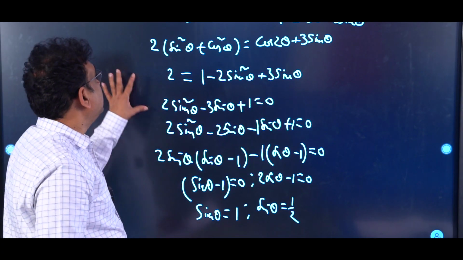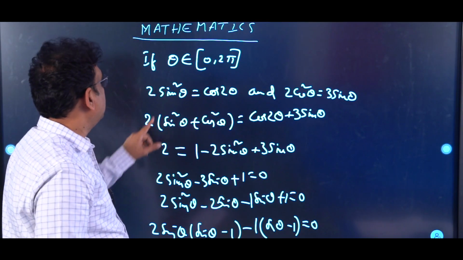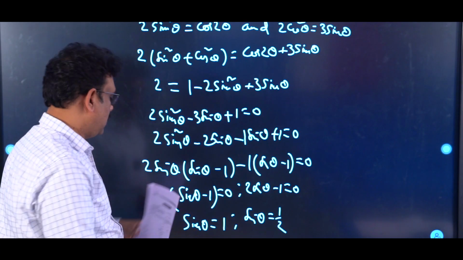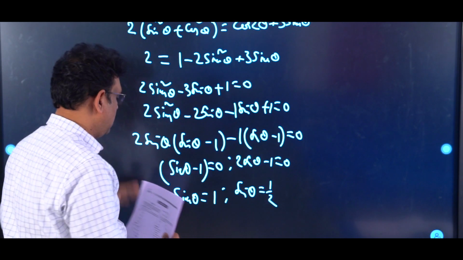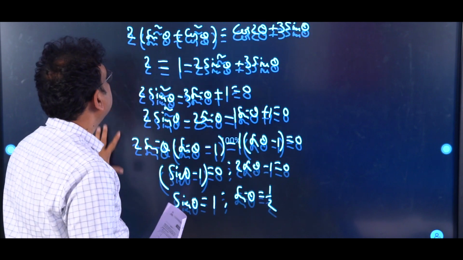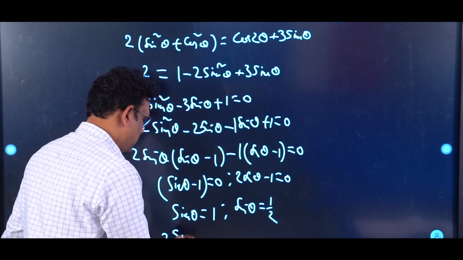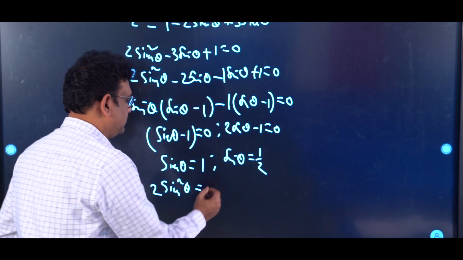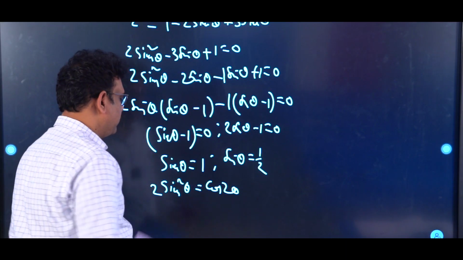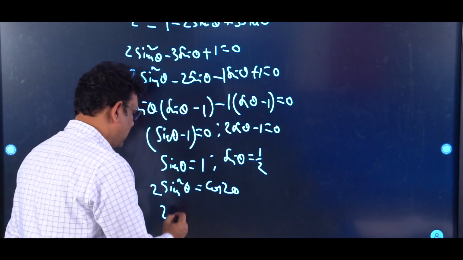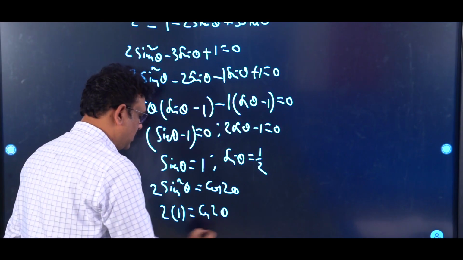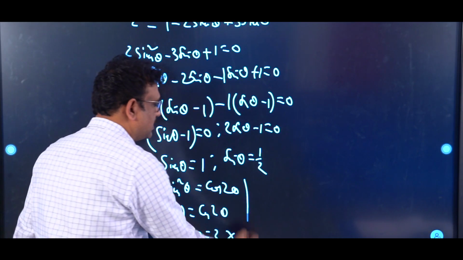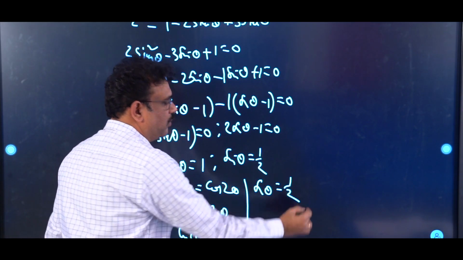So we are given 2 sin square theta is equal to cos 2 theta. Suppose if we take sin theta equal to 1, we get 2 into 1 is equal to cos 2 theta, so cos 2 theta equal to 2. This is not possible. So take sin theta equal to 1 by 2.